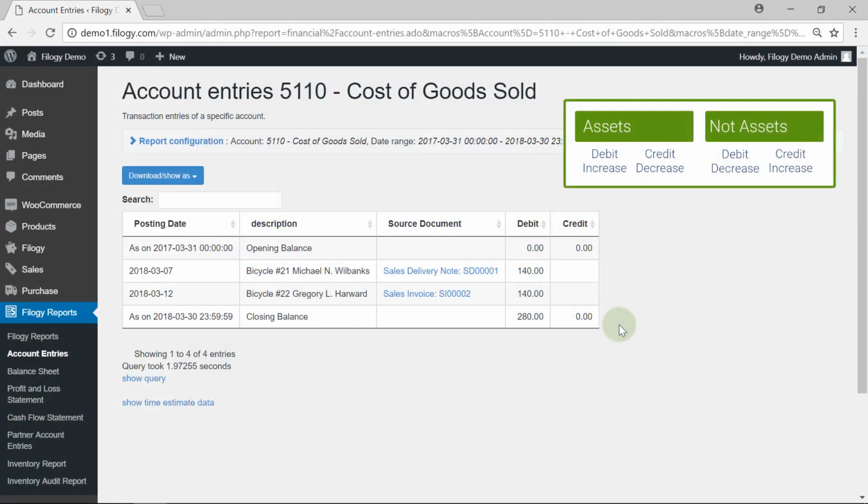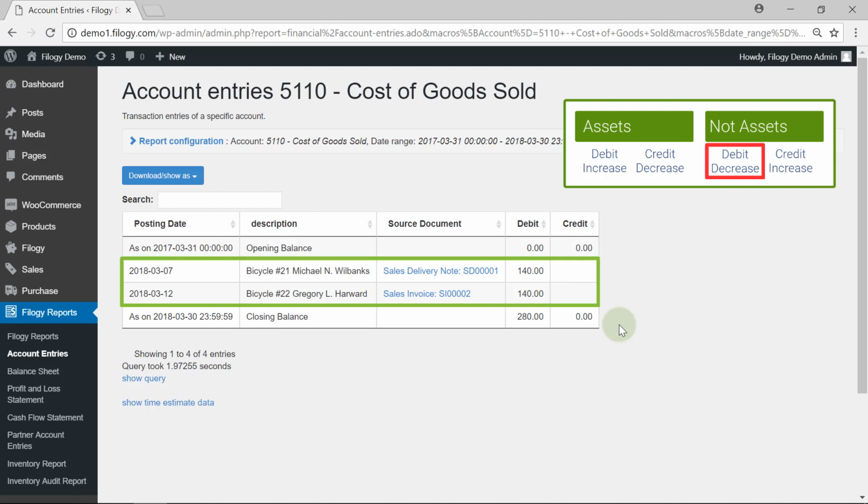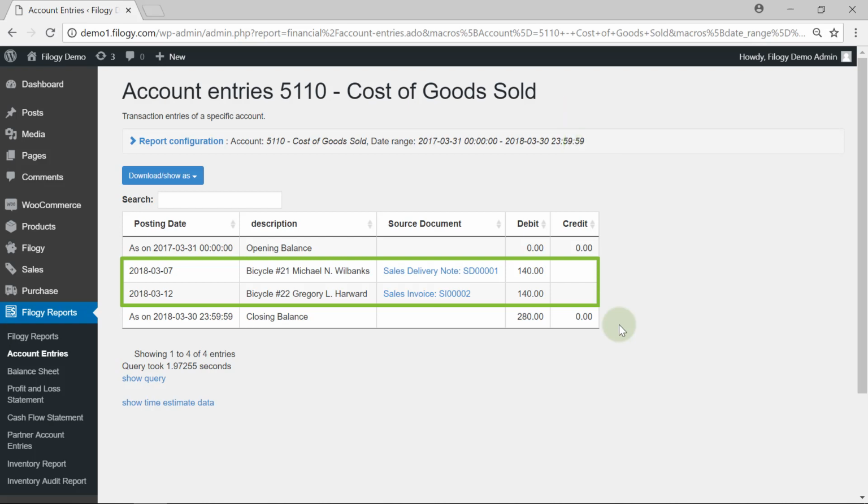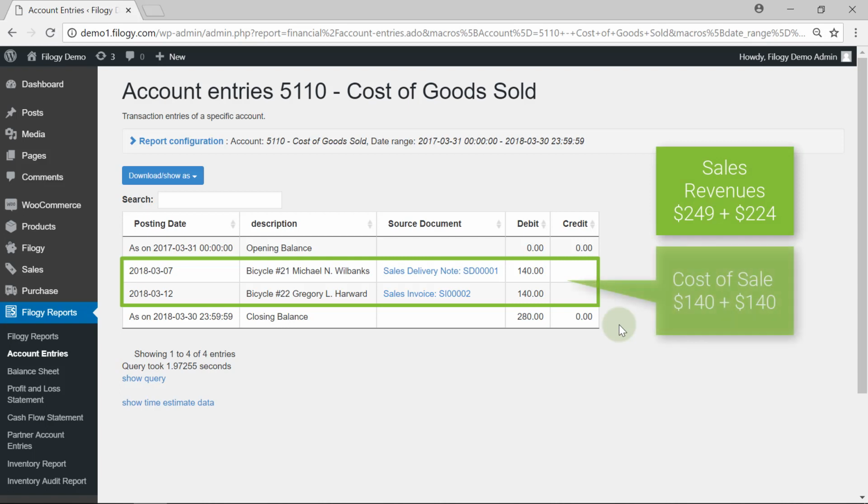The cost is generated when the product comes out of the inventory. This is the cost of the 2 bicycles being delivered to the buyer. Notice that this is not the selling price but the cost. Previously you could see that your sales revenue was $249 and $224. Now you can see that the cost is only $140 twice. The difference between the revenue and the cost is the profit.